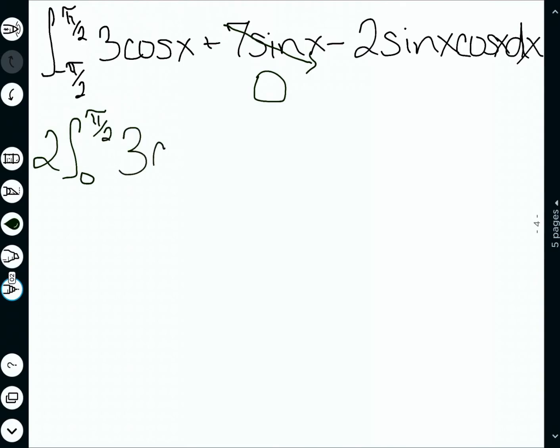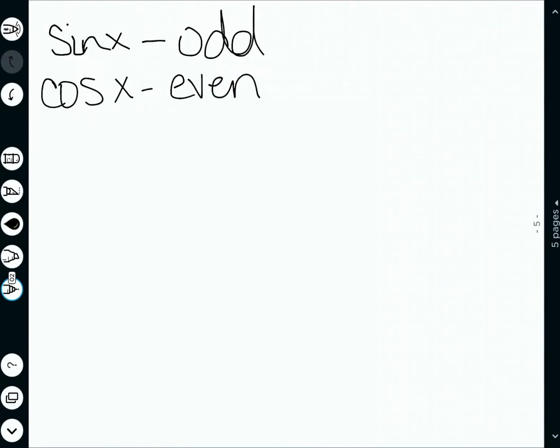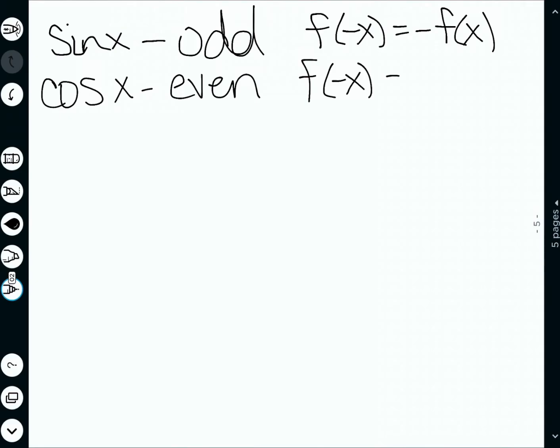of 3 cosine x. But what about this sine x cosine x? Is that even or odd? Well, in order to do that, let's look at it a little more in depth. We know that sine of x is odd and cosine of x is even. An odd function means that f of negative x is equal to negative f of x. And an even function means that f of negative x is equal to f of x.